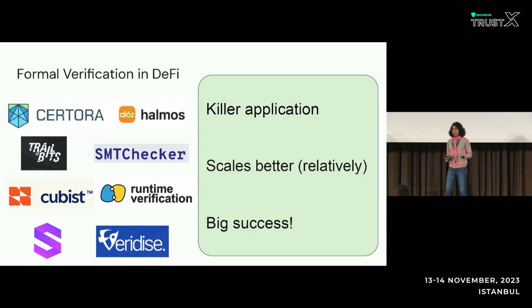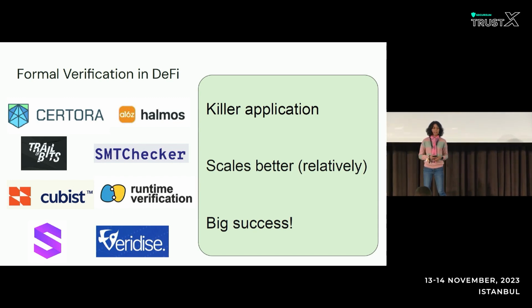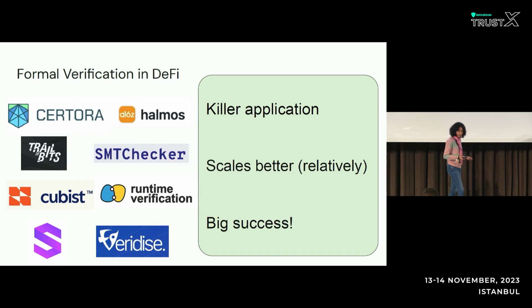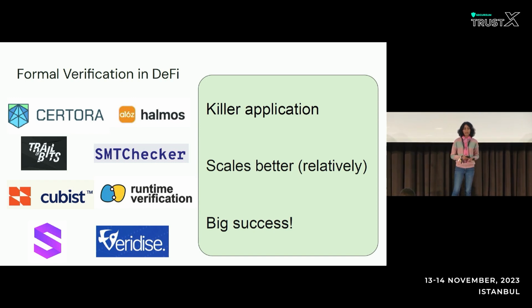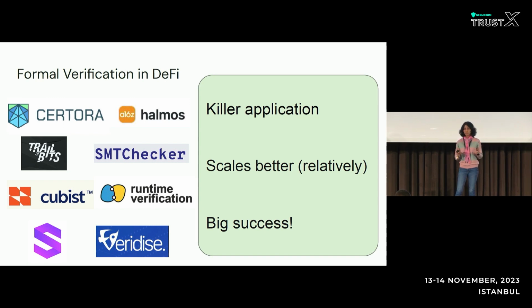So I think everybody in this room is pretty much convinced that formal verification is quite useful for DeFi. And there are some nice properties about DeFi that make it more practical to use formal verification in this domain. One of the things that's nice about DeFi is that the programs are usually not that big, and so formal verification scales better. On the other side, though, the code for a lot of DeFi applications can often be quite complex. So it also poses interesting challenges for formal verification.